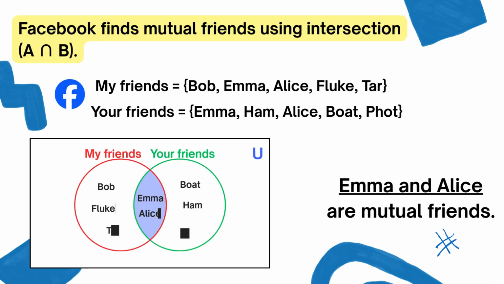In real social media, Facebook finds mutual friends using intersection. For example, we have two sets: my friends and your friends. Emma and Alice are both in my friends and your friends. So, in the Venn diagram, Emma and Alice are mutual friends.